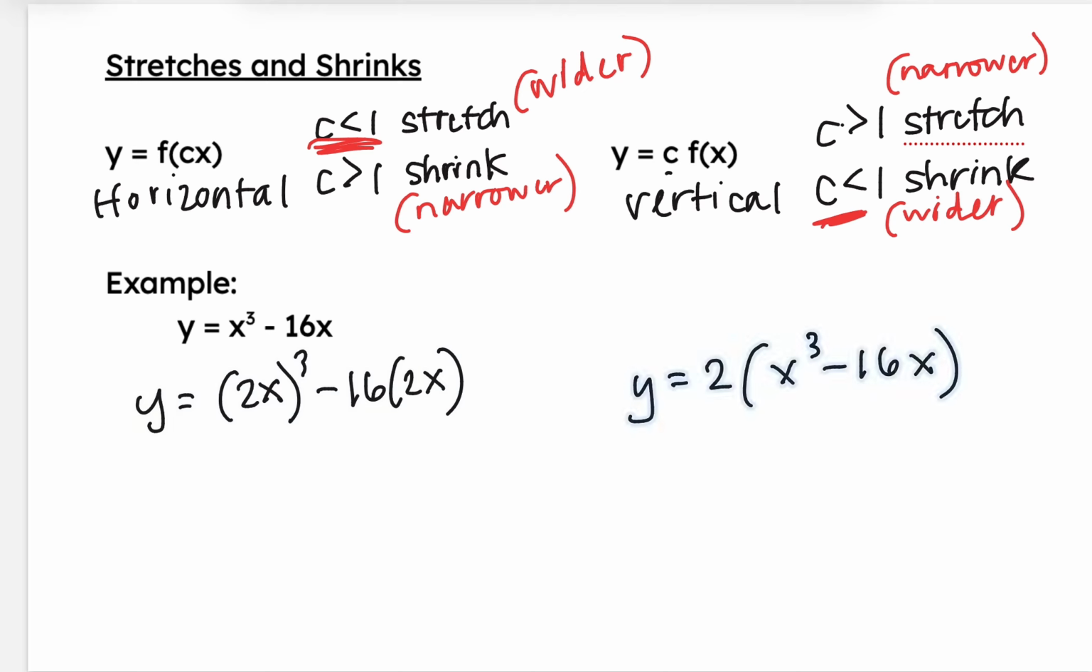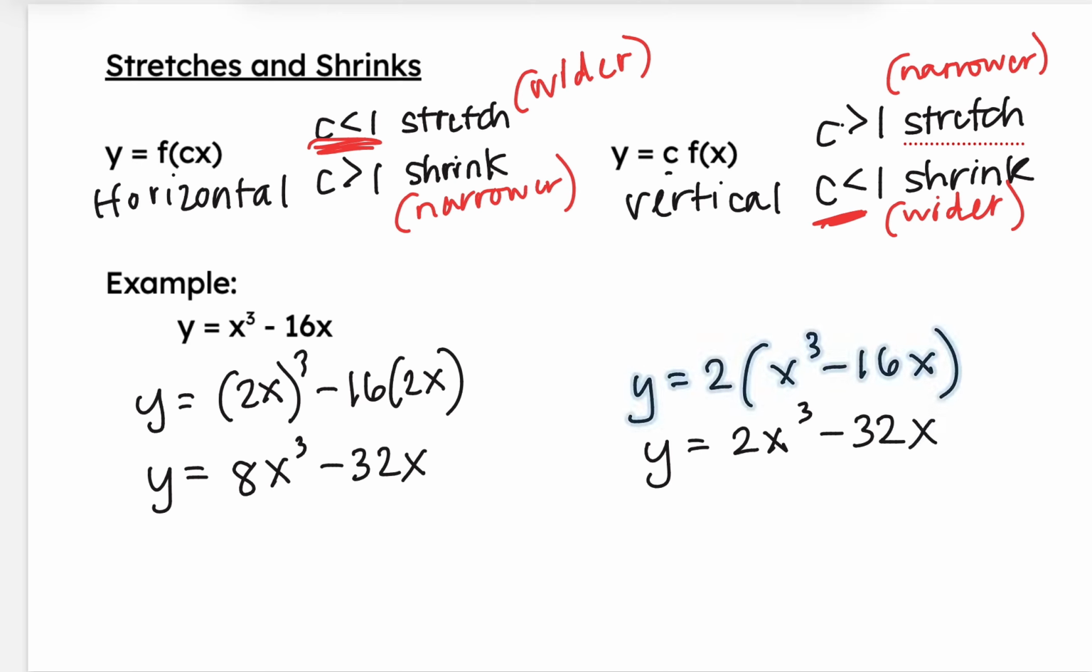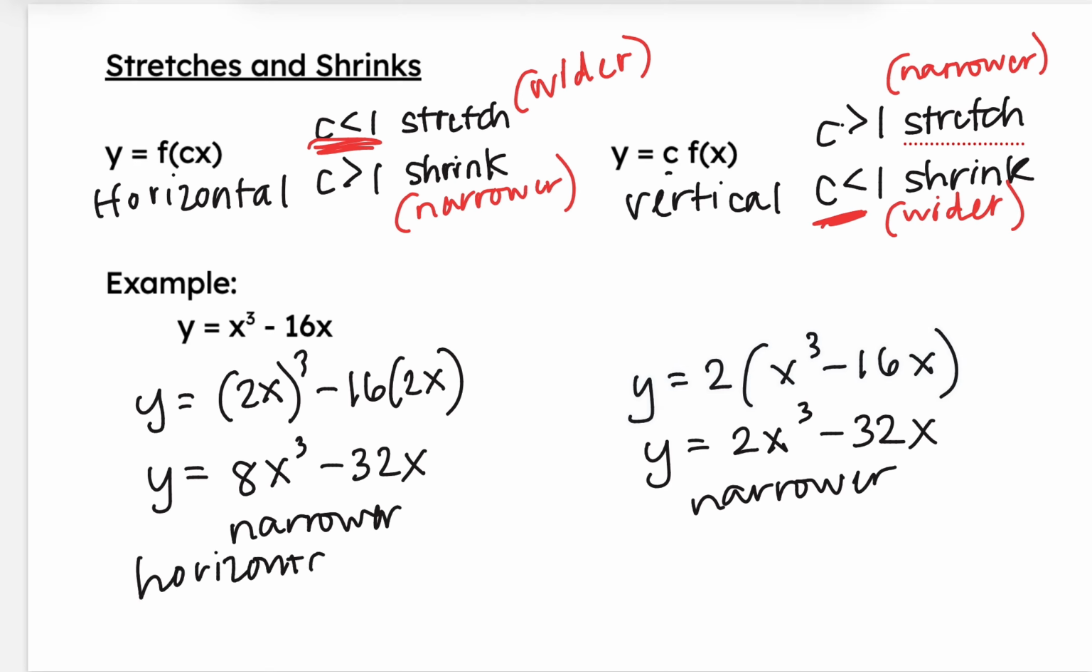One, we're inputting the 2 inside the parentheses with the x. One, we're just multiplying the whole equation by 2. So in this one, we're going to get 8x cubed minus 32x if we simplify. And over here, we're going to get 2x cubed minus 32x. So in both of these cases, they're going to look narrower. But this is a horizontal shrink, and this is a vertical stretch.